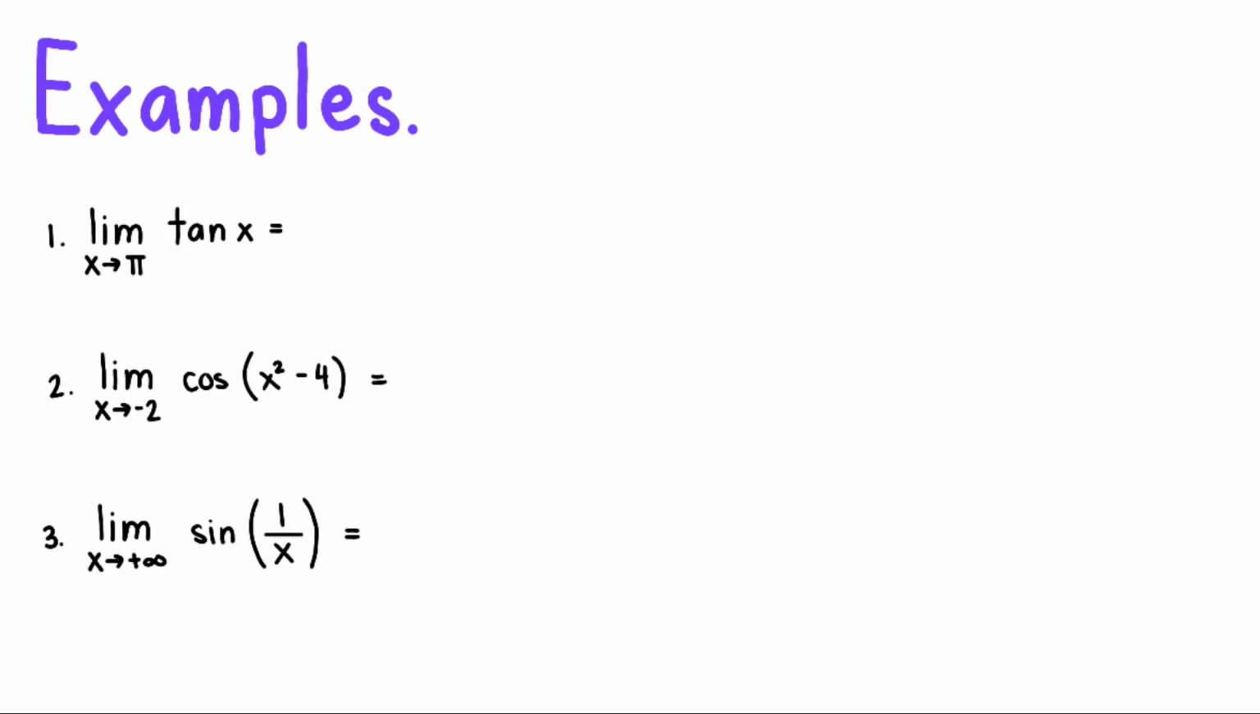Okay, good. Let us start. For the first example, to solve this, take note that pi is actually part of the domain of tangent of x. If we recall earlier, the domain of tangent of x represents all real numbers minus the odd multiples of pi over 2. Clearly, pi isn't an odd multiple of pi over 2, so it's part of this domain.